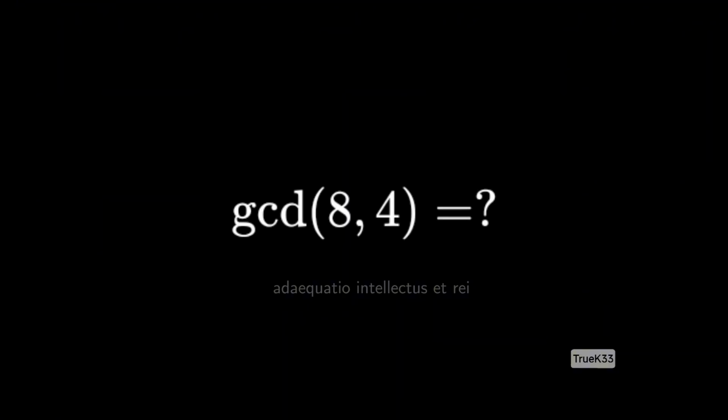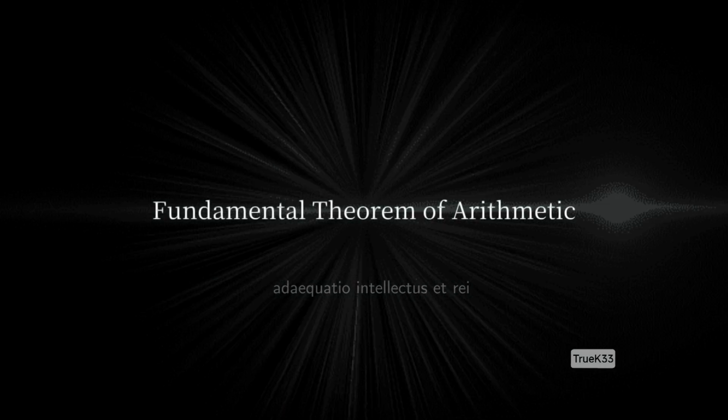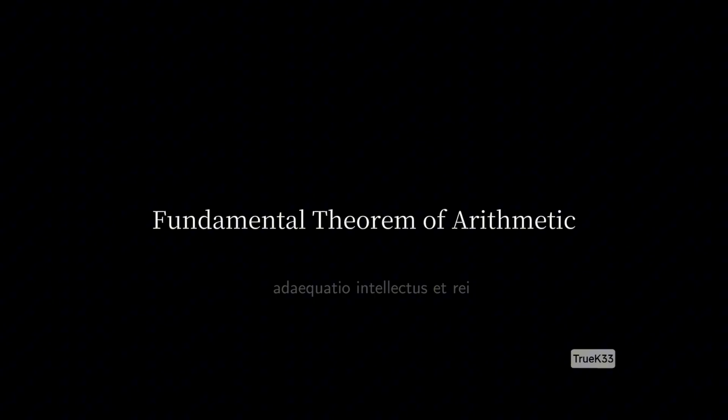The first method works well for small numbers such as 8 and 4. For large numbers like 1200 and 3400, a better approach is the Fundamental Theorem of Arithmetic. You should consider which method is most appropriate.